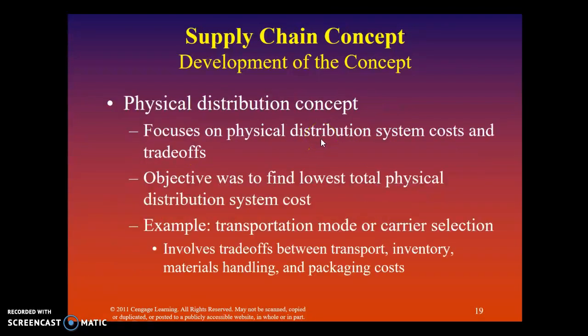When we think about that, we also look at the part of it as the physical distribution. We think about that distribution system with the physical distribution system costs and trade-offs. The main objective is always to find the lowest total physical distribution system cost. Sometimes examples can be found in our transportation carrier selection. Sometimes that trade-off has to be between transport, materials handling, packaging cost, and inventory.